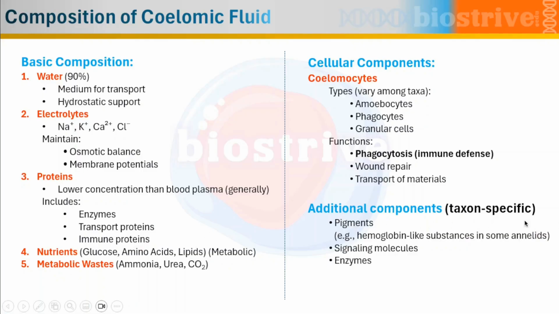And if we talk about taxon specific additional components, there may be various kinds of pigments. For example, we can take hemoglobin-like substances in some annelids. There may be some kind of signaling molecule for coordination between different organ systems. There may be some specific enzymes as well.